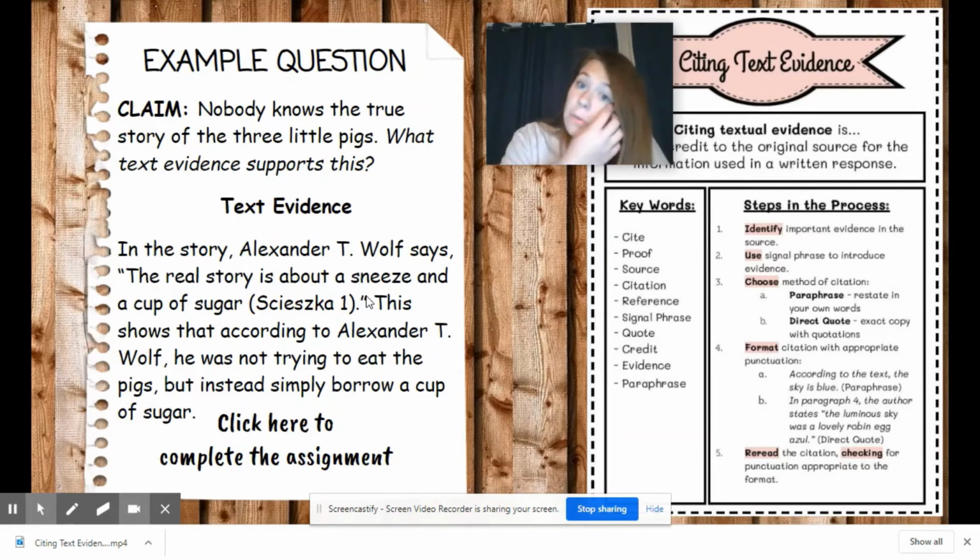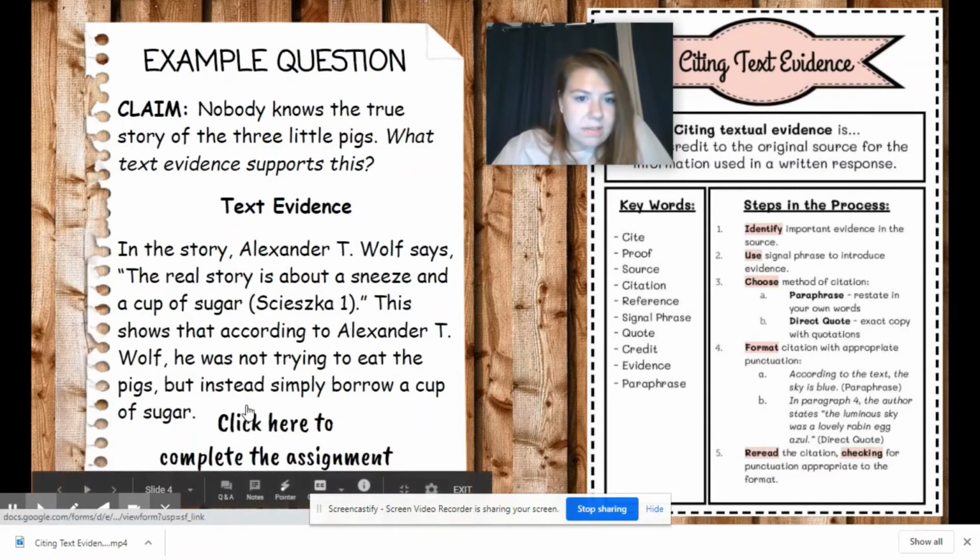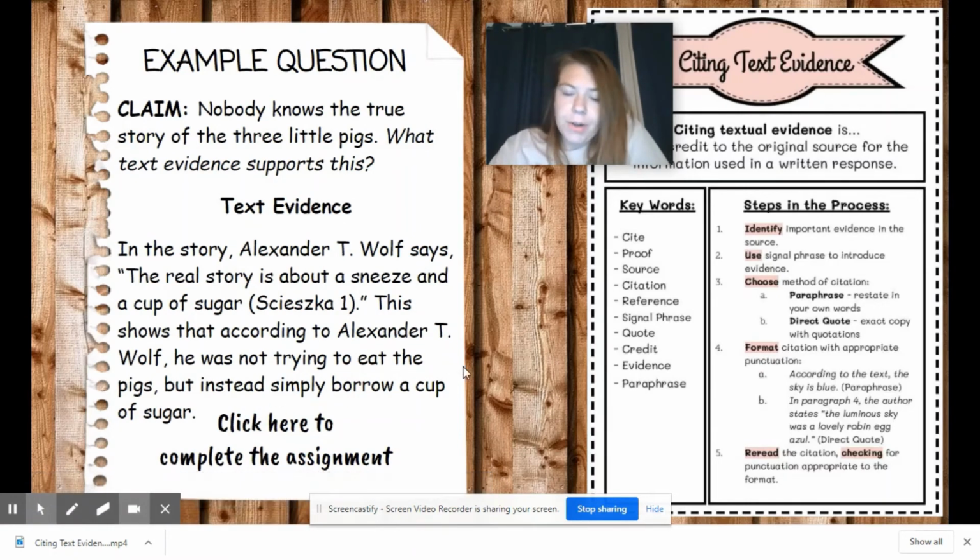Okay. So then I go on to explain this quote. And I say, this shows that according to Alexander T. Wolf, he was not trying to eat the pigs, but instead simply borrow a cup of sugar.